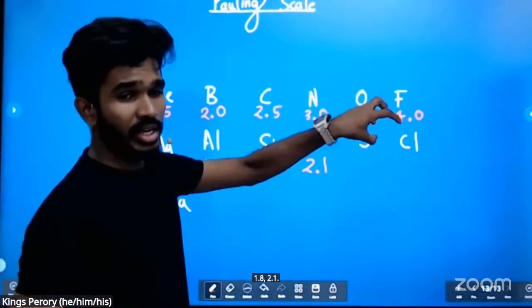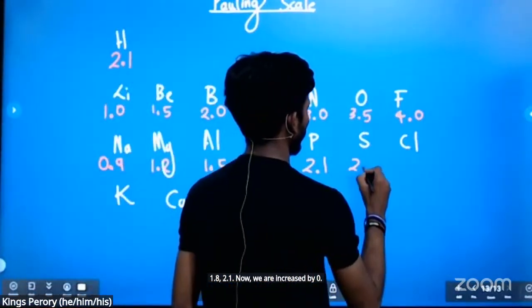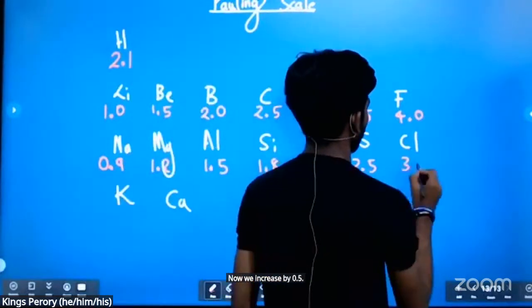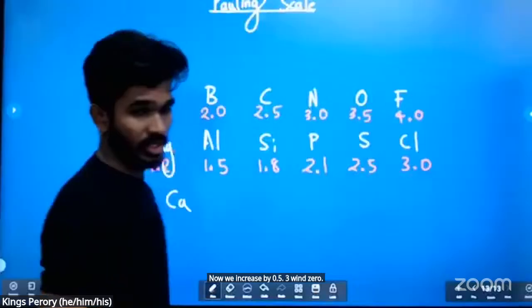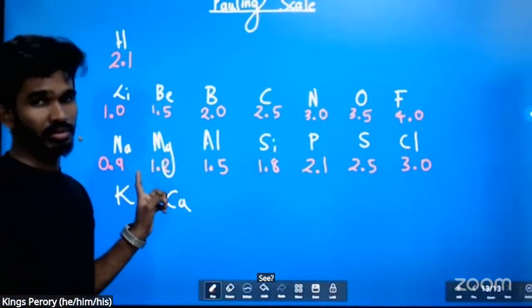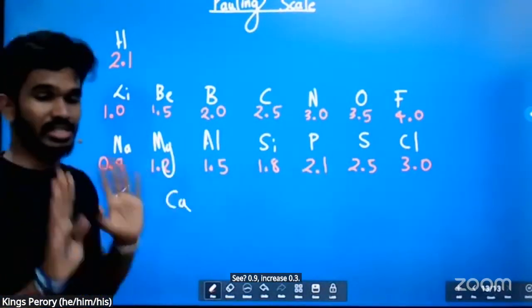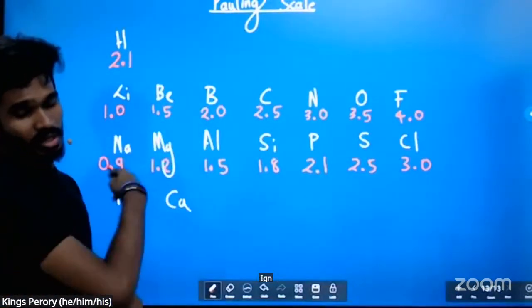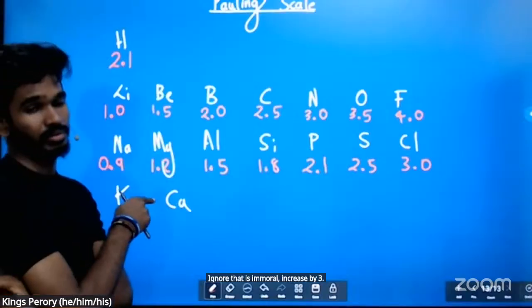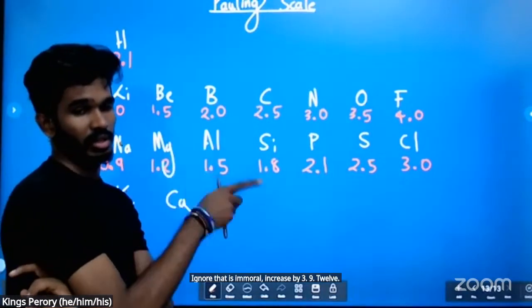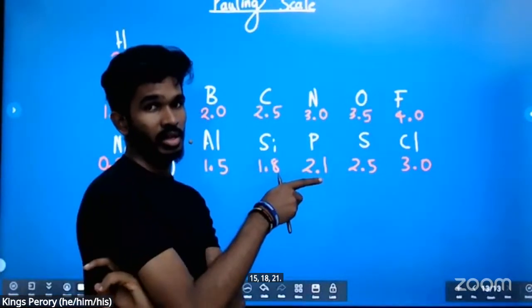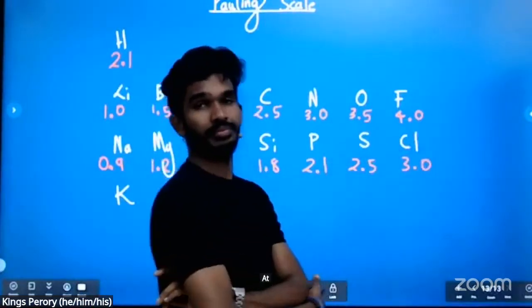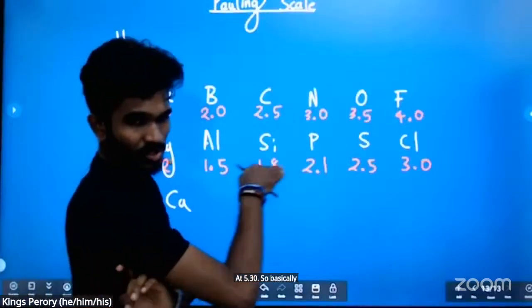Now you increase by 0.4, 2.1, 2.5. Now you increase by 0.5, 3.0. See? 0.9, increase 0.3. Just ignore the decimal. Increase by 3, 9, 12, 15, 18, 21. Now add 4, 25. Add 5, 30. So basically here also you have an increment.